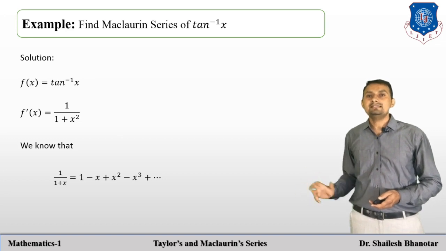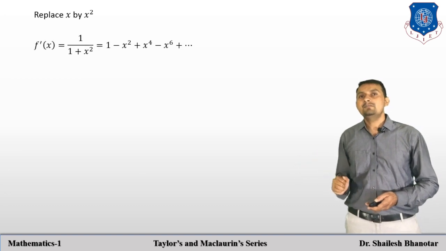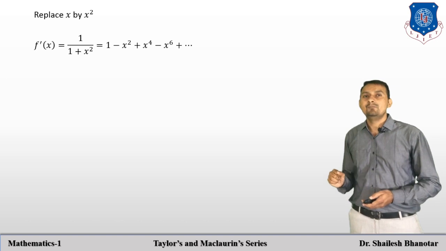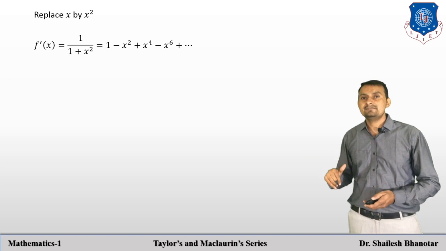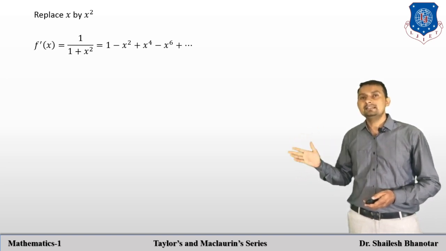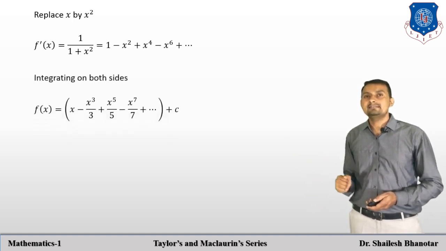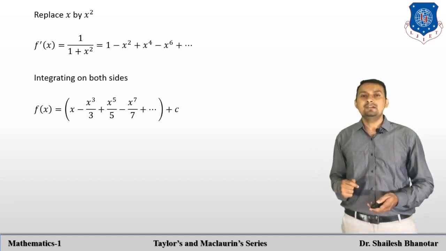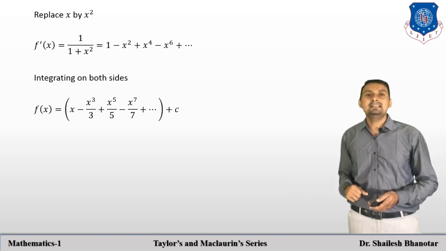But now we replace x by x square, so we get 1 divided by 1 plus x square is equal to 1 minus x square plus x raised to 4 minus x raised to 6 plus and so on. But now it is required to integrate with respect to x, and then we are going to get tan inverse x. So now we simply integrate on both sides with respect to x. So we get f of x is equal to x minus x cube by 3 plus x raised to 5 by 5 minus x raised to 7 by 7 plus and so on, plus integrating constant c.